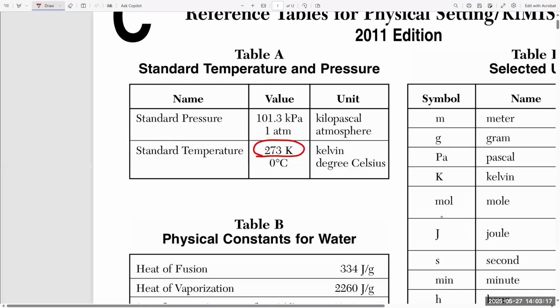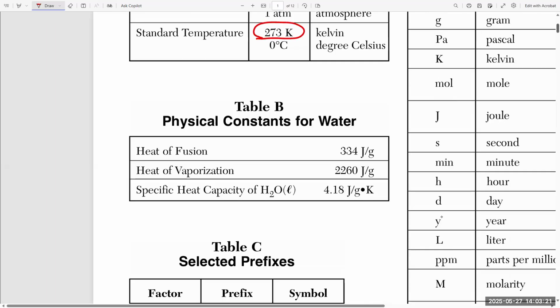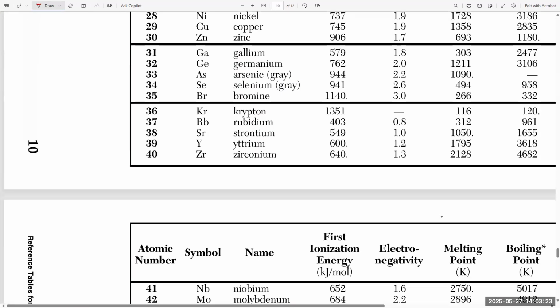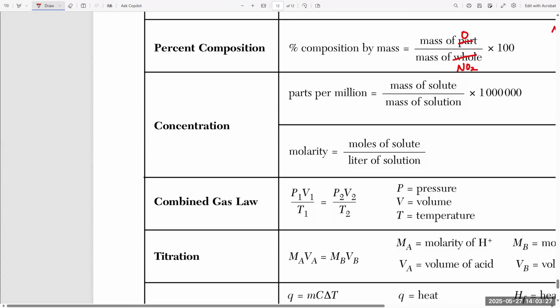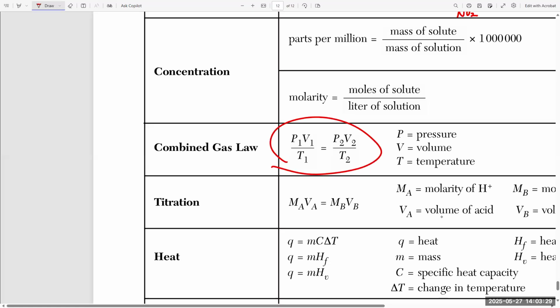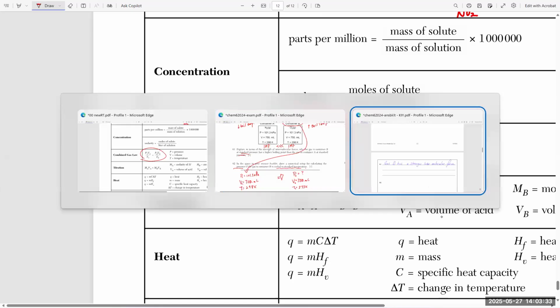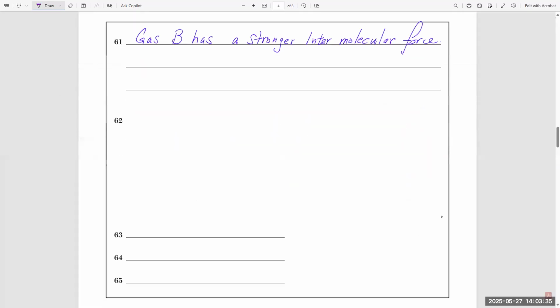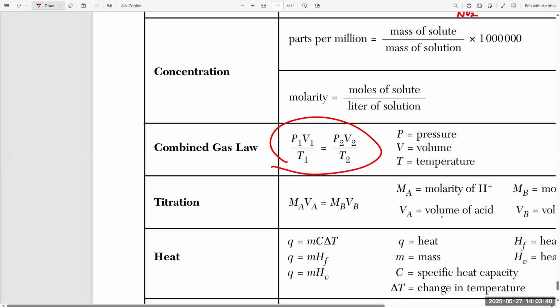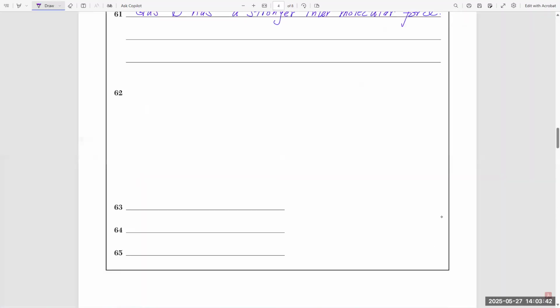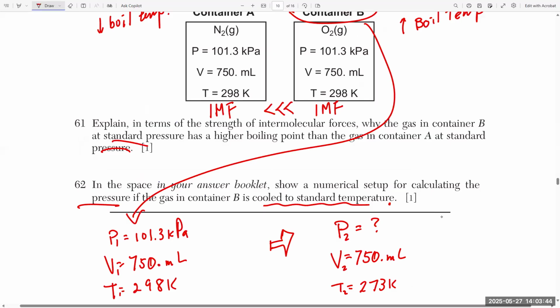All right, so now what? If you don't remember the equation for the combined gas law, it's P1V1 over T1 equals P2V2 over T2. It's here somewhere. There it is. So now all we have to do is plug these values in, but we're going to set this up properly. They're trying to say calculate the pressure, P2, right?